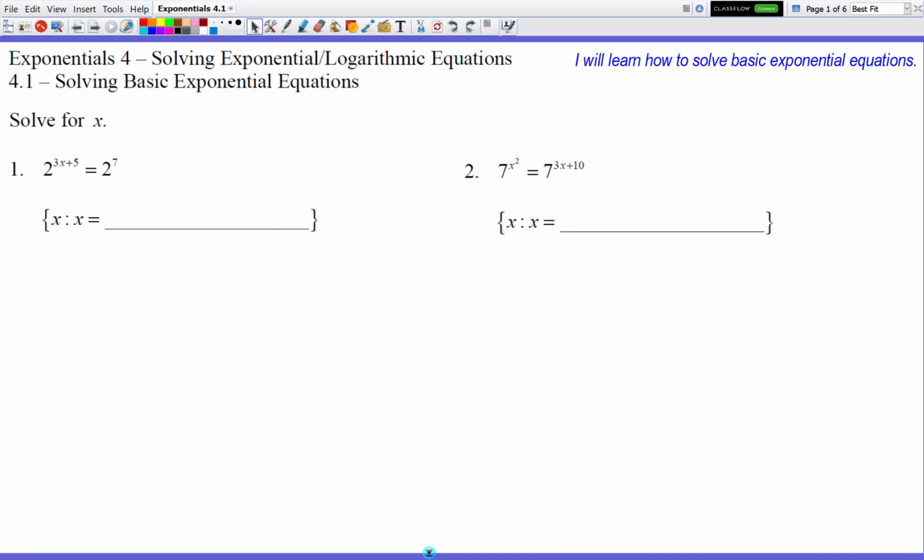Hello and welcome to Exponentials 4.1, solving basic exponential equations. Okay, so let's get started.